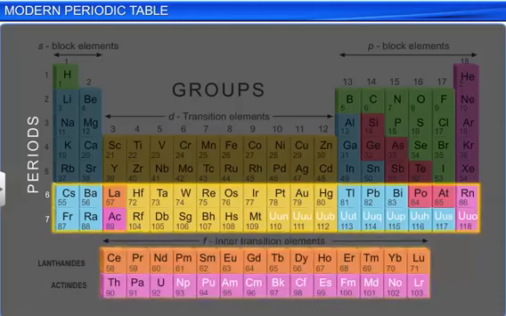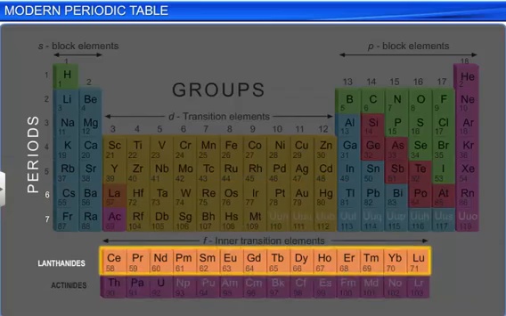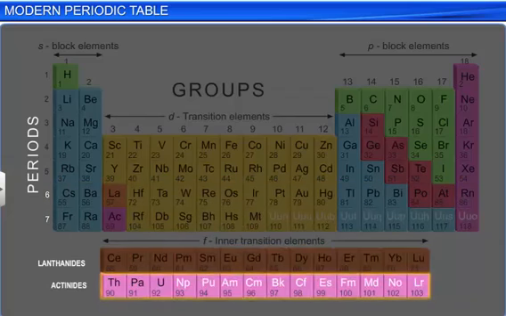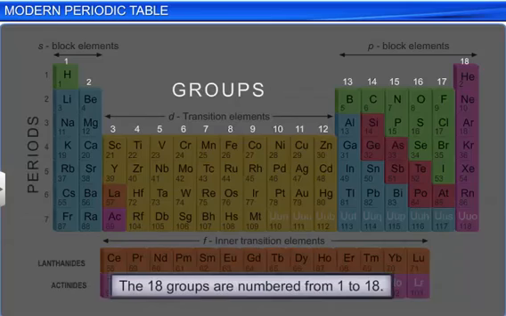The remaining 14 elements of each of these 2 periods are shown in separate panels at the bottom of the table and are referred to as lanthanoids and actinoids respectively. The number of groups total 18 and are numbered from 1 to 18 as per the IUPAC standards.